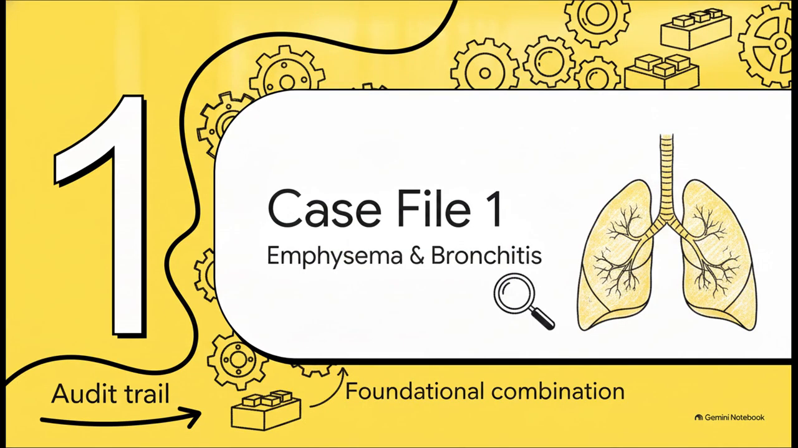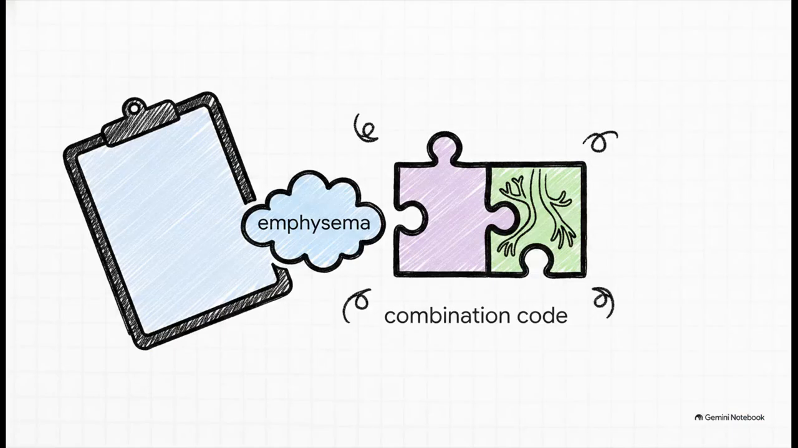All right, let's jumpstart into case file 1, emphysema with chronic bronchitis. Picture this. You're looking at a patient chart, and it shows emphysema right alongside specified chronic bronchitis. Right away, your coder instincts should be screaming for a combination code. The guidelines are super clear on this.